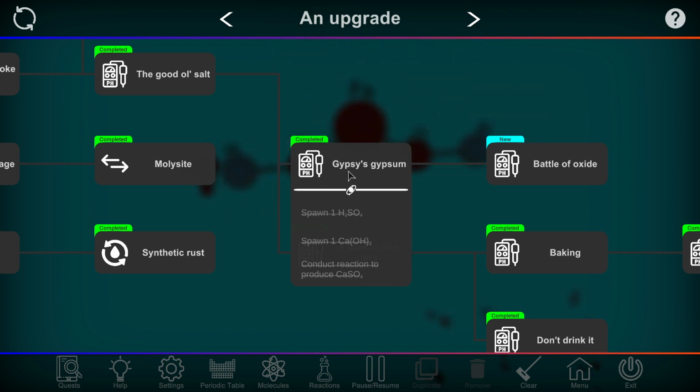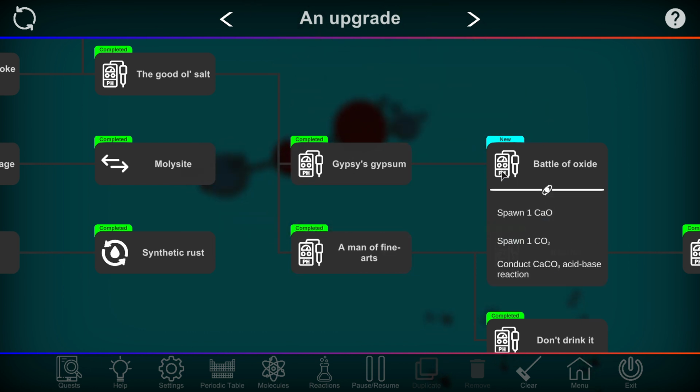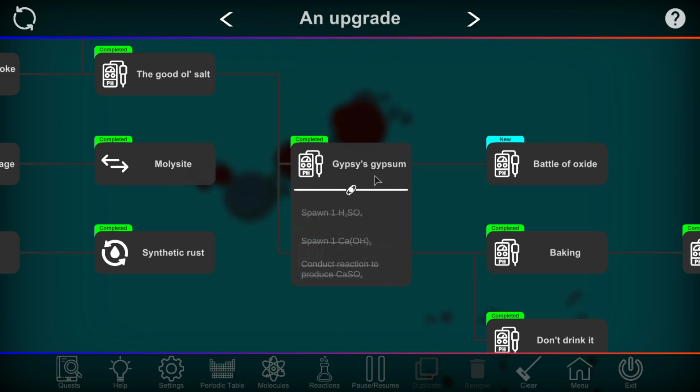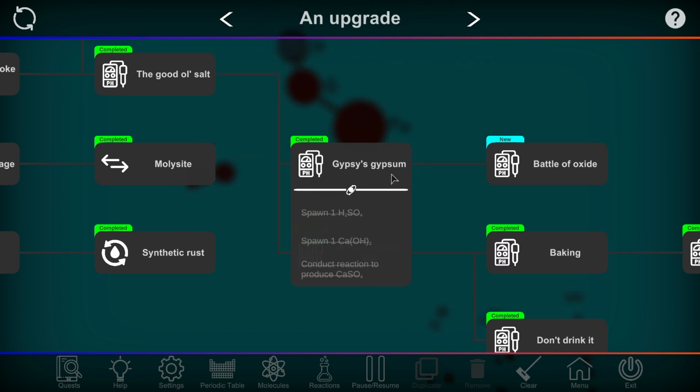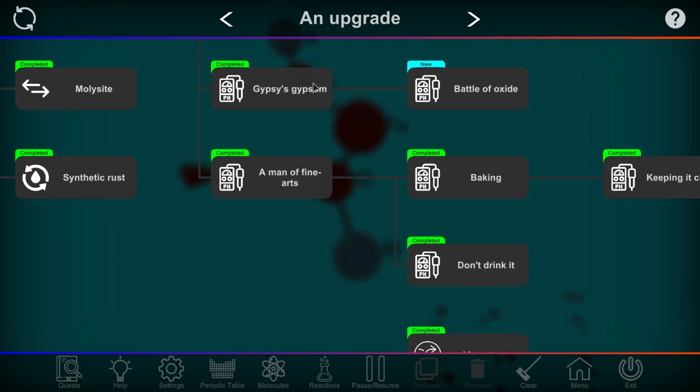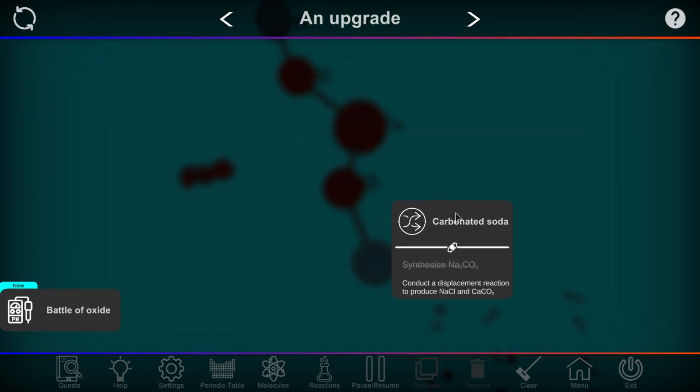I made calcium sulfate previously in this previous reaction. I'm assuming that these linked reactions build on one another. So maybe we source our calcium oxide from calcium sulfate somehow. Let's try another one.